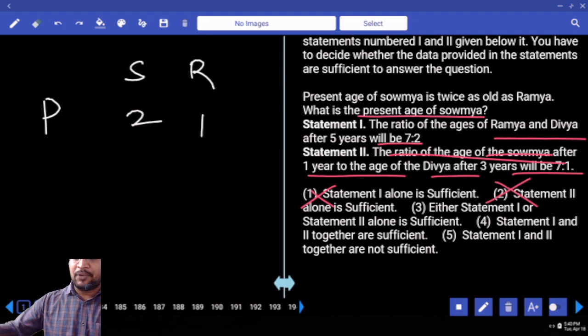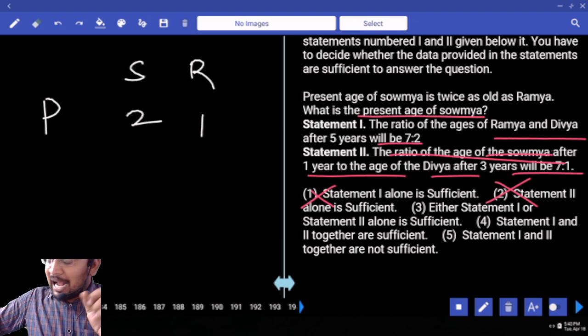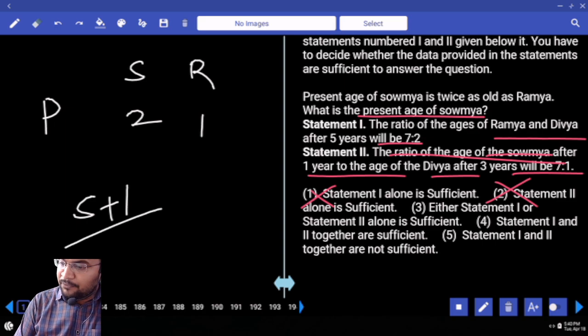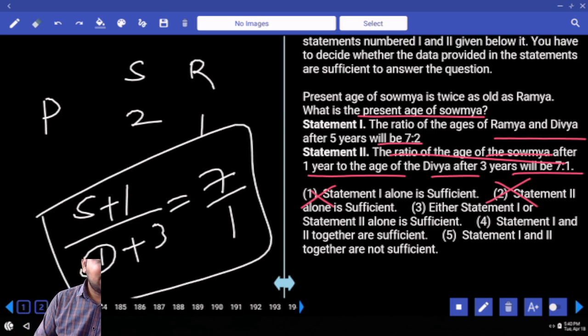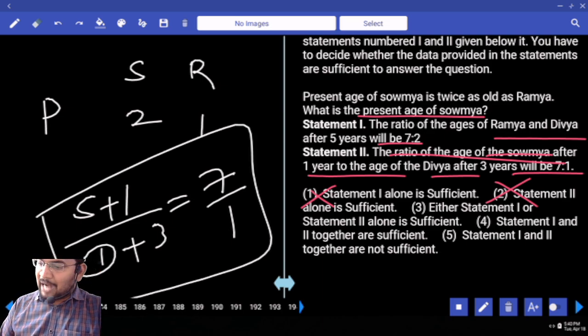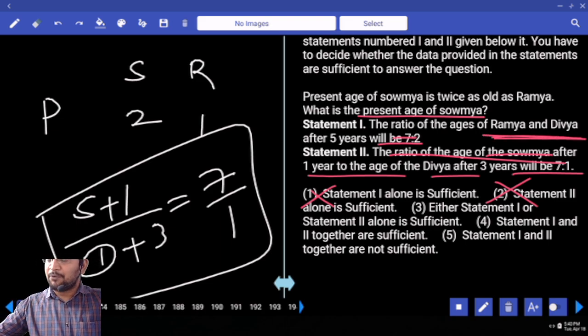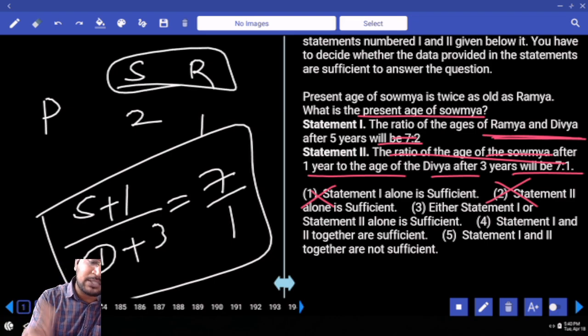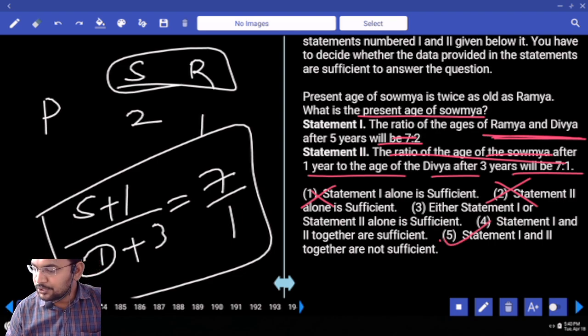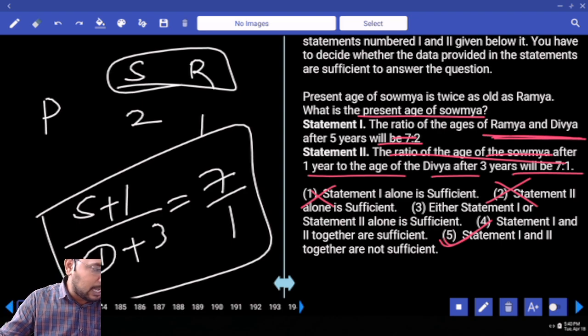Then if we combine, Ramya to Divya is 7:2 after 5 years, and the ratio of ages of Soumya after 1 year to Divya after 3 years is 7:1. Here also ratio, and here also ratio. All of you clear? Is it possible to find out the answer? No. The given statement is also Soumya to Divya, but the required one is Soumya to Ramya. So your answer is both are not sufficient to say the answer.